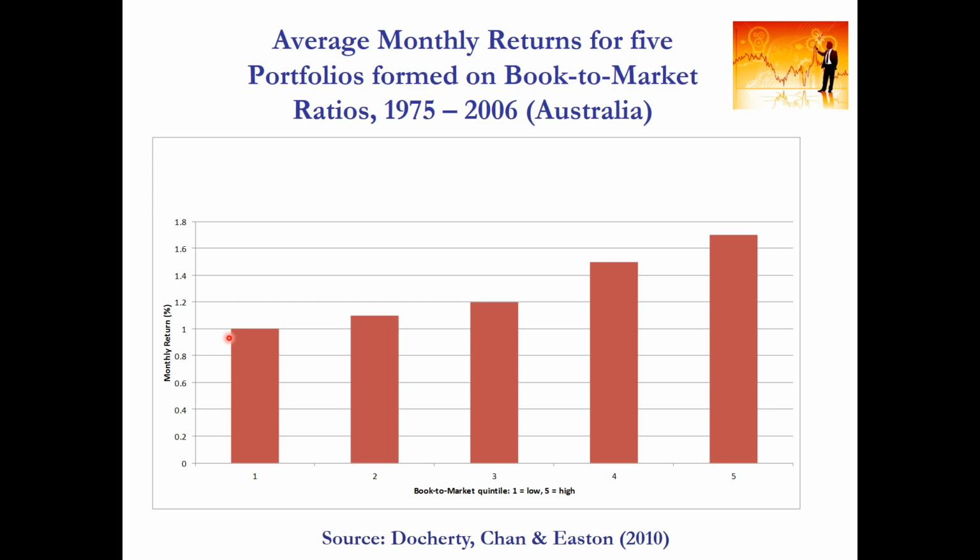So we can see that in the United States as well as in Australia, there is substantial evidence that the value portfolio outperforms the growth portfolio. So value investing appears to outperform across the world, and there appear to be different screens that can successfully pick up value stocks and can be used to generate abnormal returns.